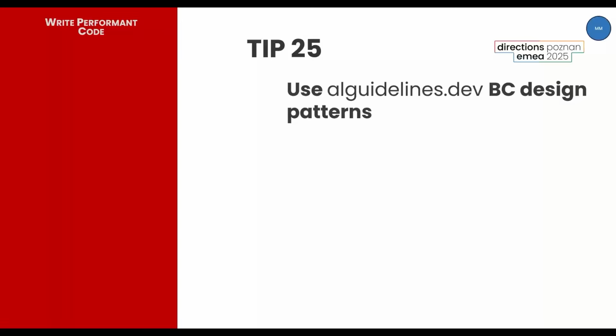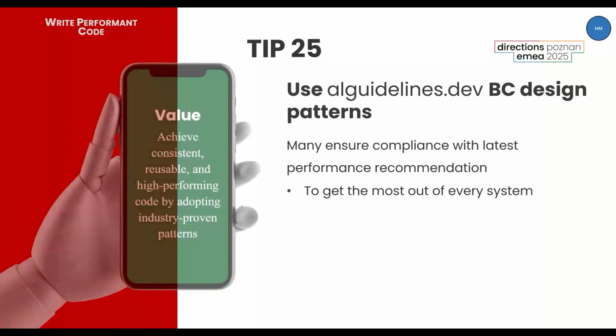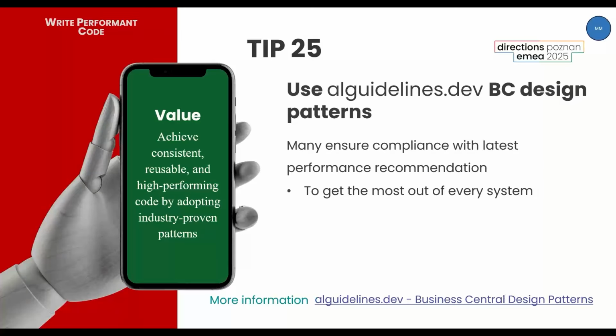Tip 25 is about using alguidelines.dev. Basically, why should you use that? Most of the experts in the community use these AL guidelines to write down best patterns and best scenarios for how you should develop your code. That means you will be able to get the most out of everything without reinventing the wheel again, or without having to think about how you should solve something. You will at least have consistent, reusable, and high-performing code by just adopting these patterns. And just use it.